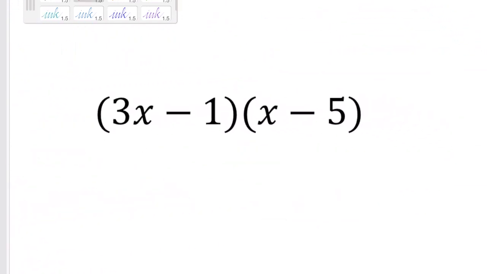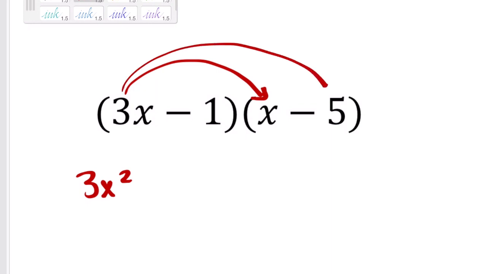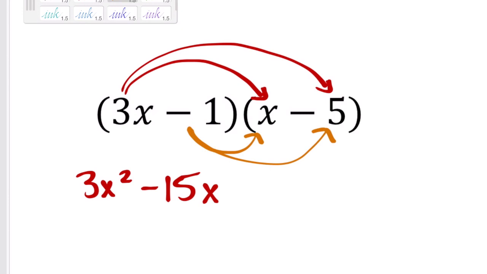So over here, I'm going to multiply or distribute the 3x to the x, which will give me 3x squared. I'm also going to distribute or multiply that 3x in with the -5. So it goes to both of those terms. So 3x times -5 will give me -15x. I'm then going to distribute the -1 into both terms. So -1 times x is going to give me -1x.